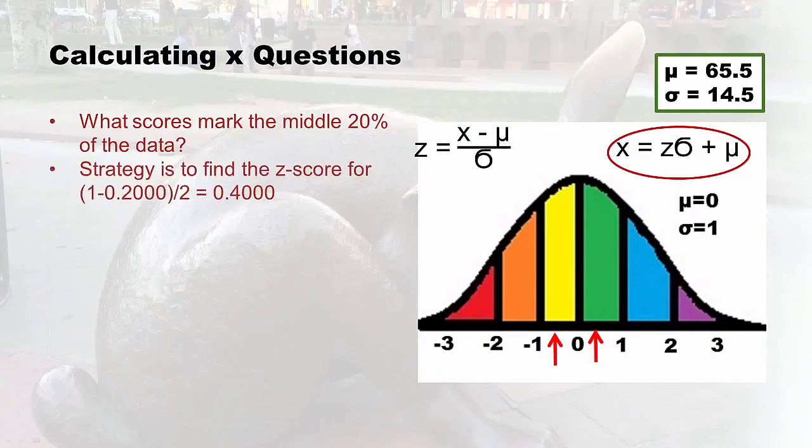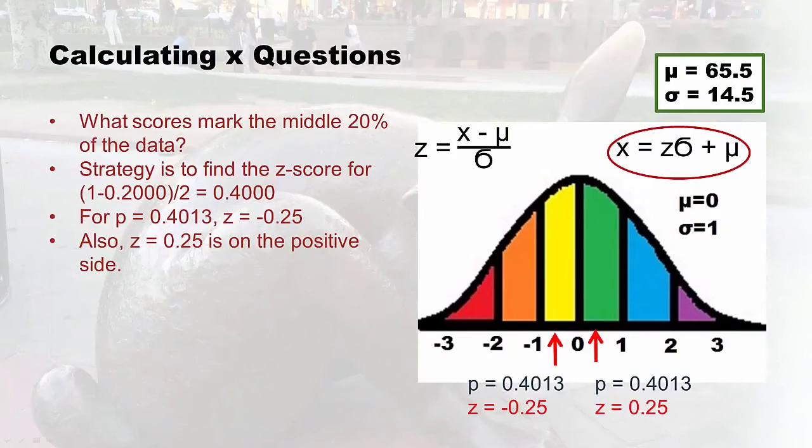And so how you start to do this is you figure out the z-score for (1 minus 0.2), which is the 20%, divided by 2. Because 1 minus 0.2 is 0.8, and 0.8 divided by 2 is 0.4. So we get this 0.4. So we go find the z-score at 0.4, which you're good at using the z-table now. So I looked around and I found 0.4013 in digging around in the middle of the z-table, and that mapped back to z equals negative 0.25, right?